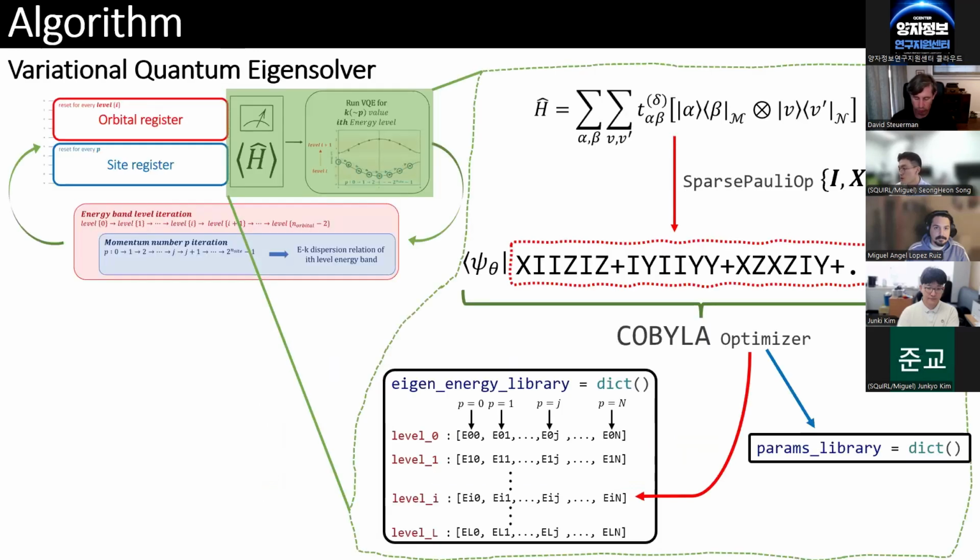Now, we have Pauli string decomposed Hamiltonian and the parameterized orbital and site ansatz, so we can run VQE. We used COBYLA optimizer and constructed data structure which stores the optimized parameters and eigenenergy for each iteration steps so that we can reuse the parameters for the orbital register update and draw the energy momentum relation diagram.